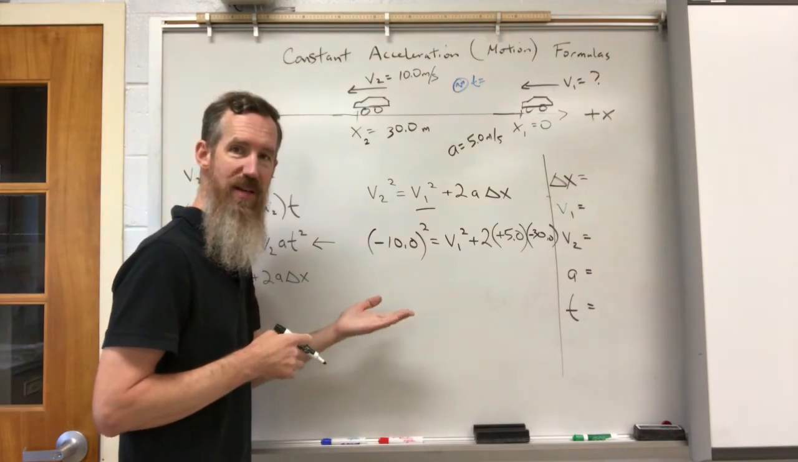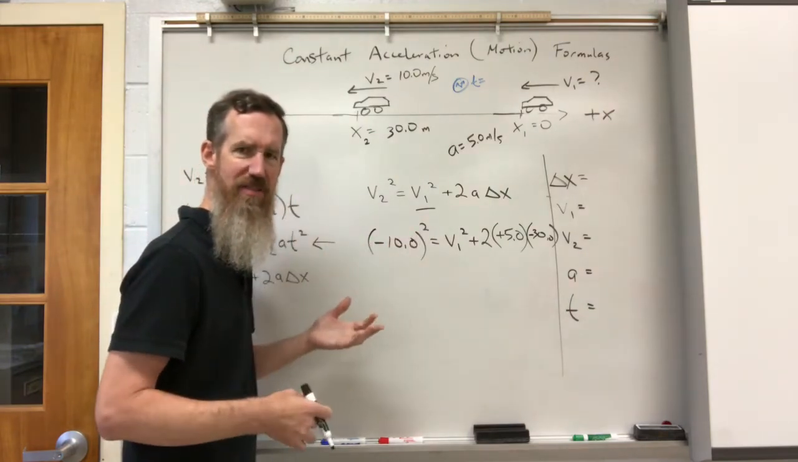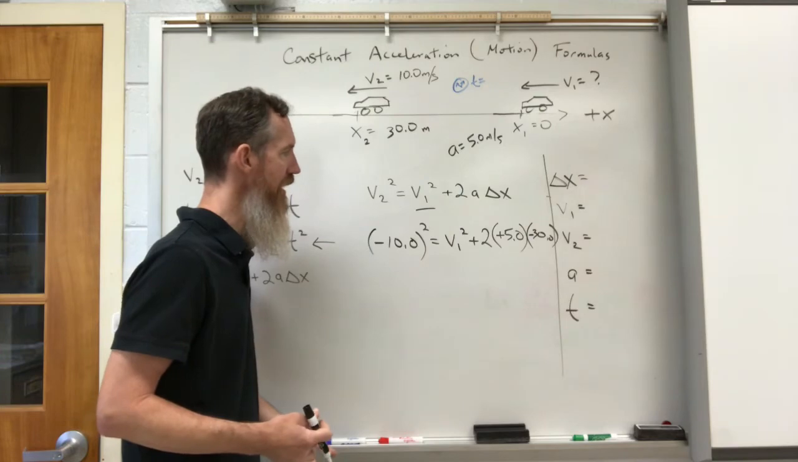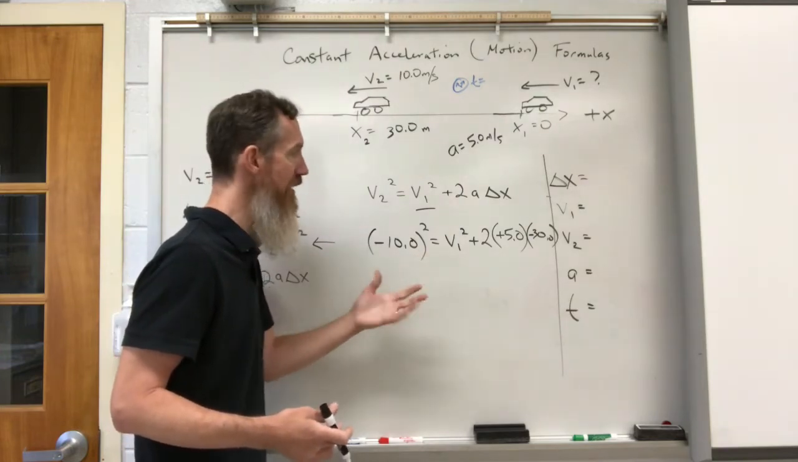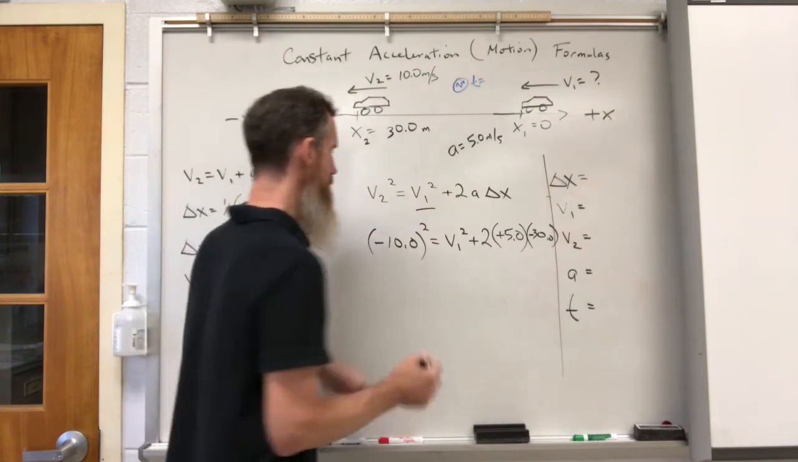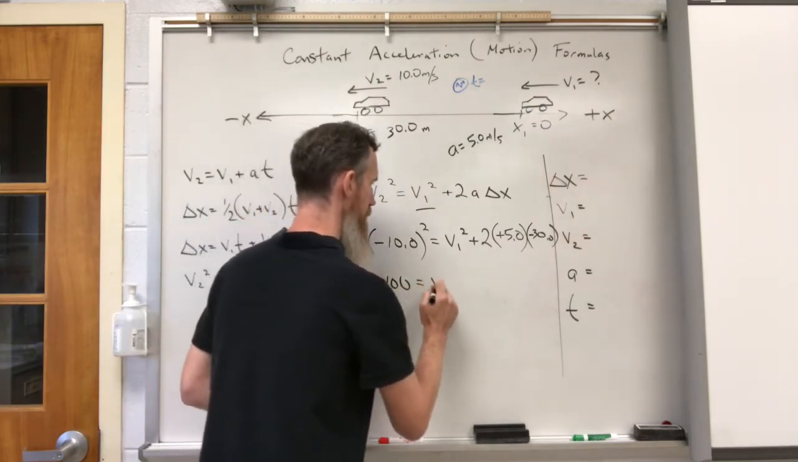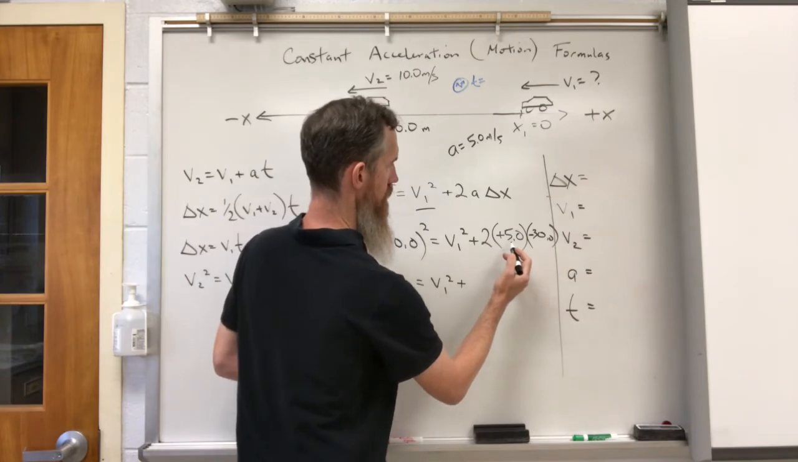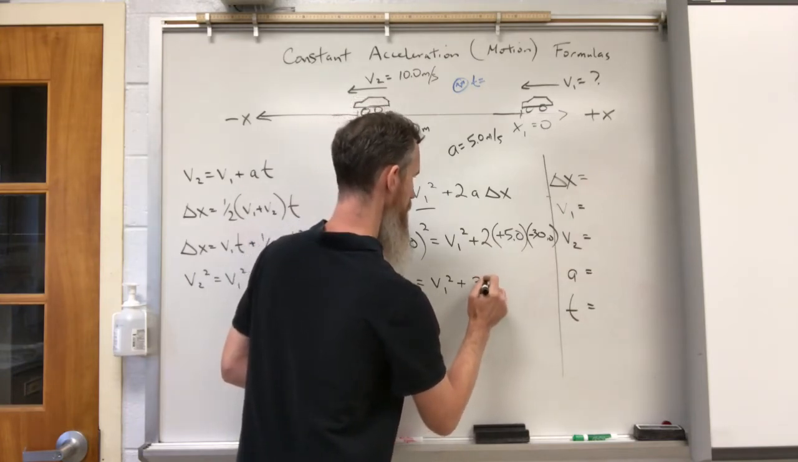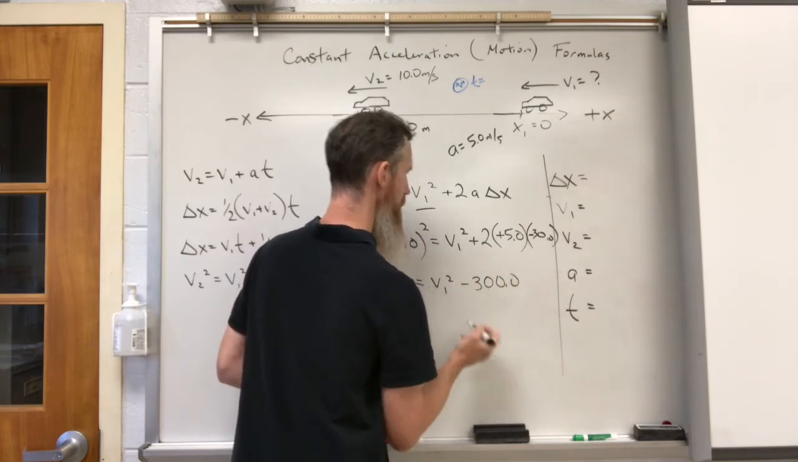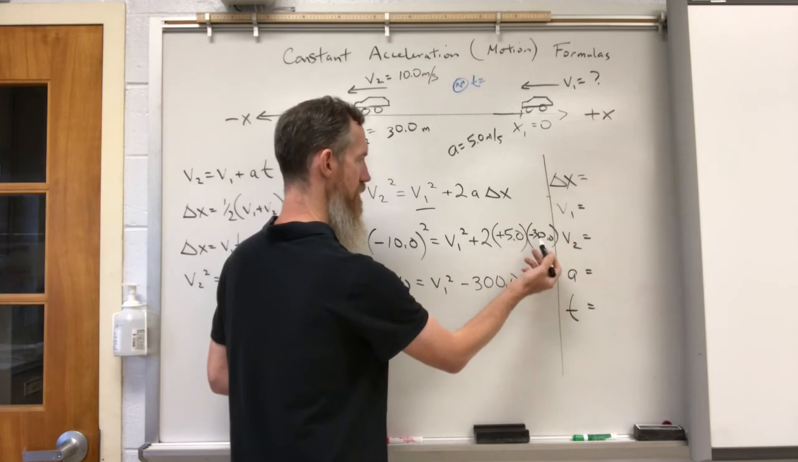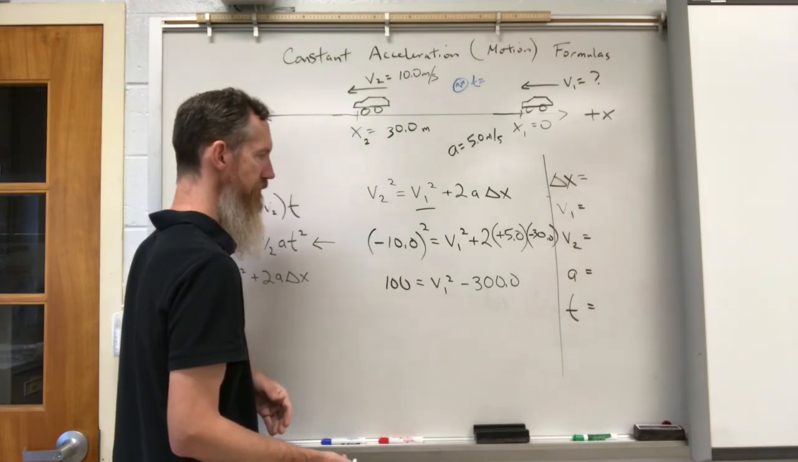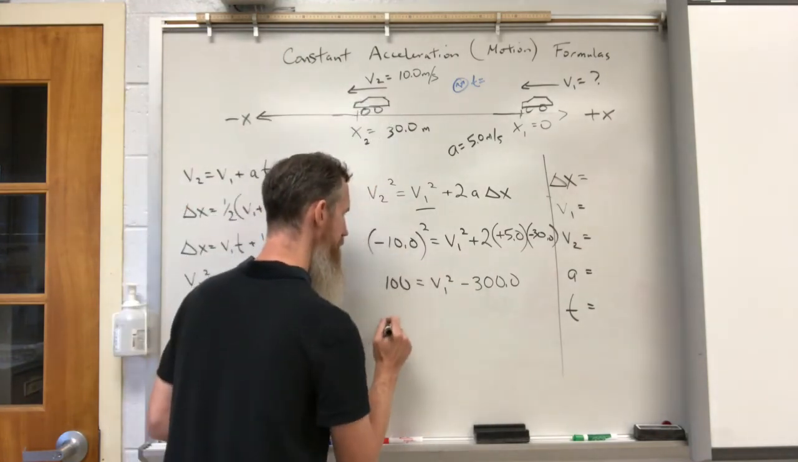Is this problem ridiculous because I should have called this all positive and it would have made all this sign play a lot easier? Yes, I should have. But you might not get problems like that. Now, if I do the sign play correctly, everything should work out. This ends up being 100. And this ends up being 300. Actually, minus 300, because 2 times 5 is 10, times 30 is 300, negative sign. Right?